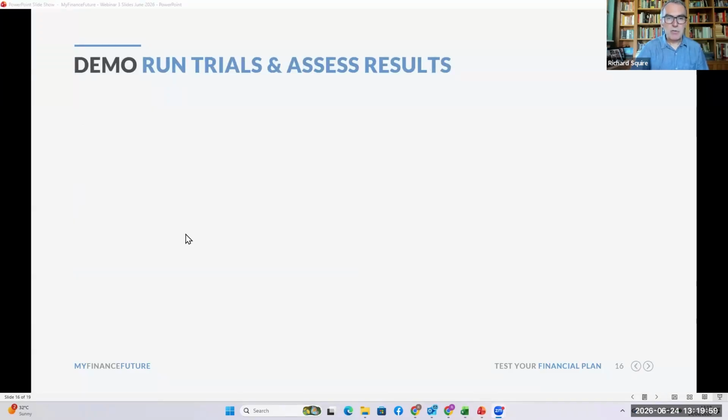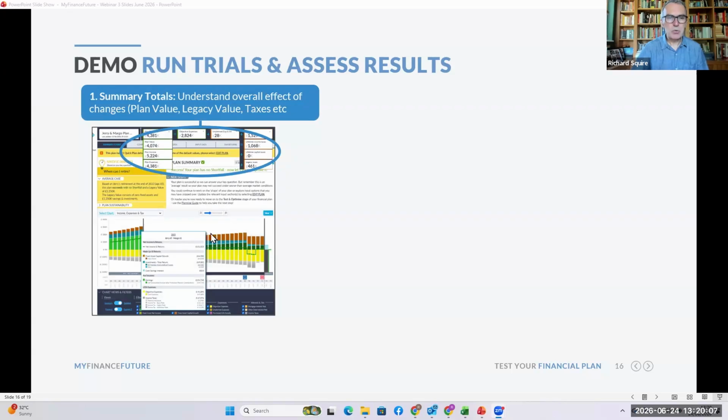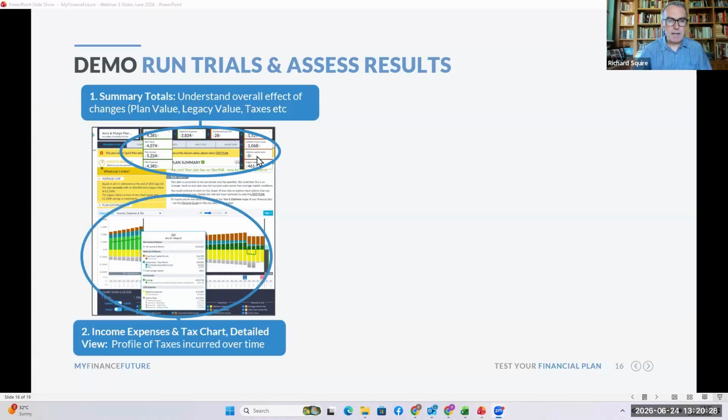When we go through the assessment, I just wanted to highlight a couple of features of the planner that we'll be using, just so you're aware of them. We'll be using the summary totals. For those people who are users of the planner already, you'll recognise this. So the summary totals at the top of the results screen give an overall view of the plan as a whole in current pounds, so in today's money, so you can make that comparable across different plans and assess the effective changes at a high level. We'll be looking at the income, expenses and tax chart to look at the tax in particular and the profile of that over the course of the plan.